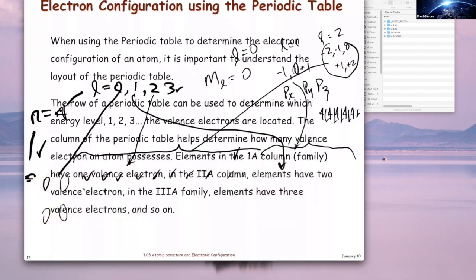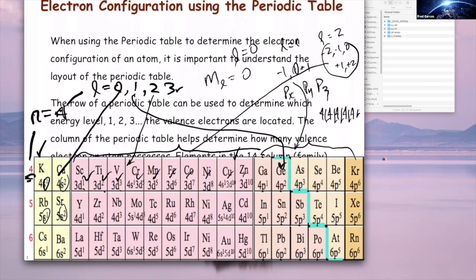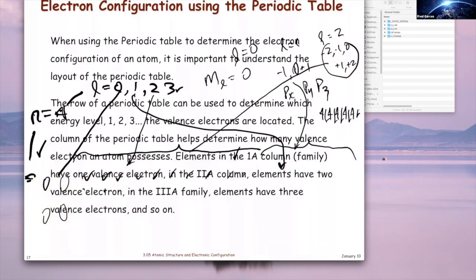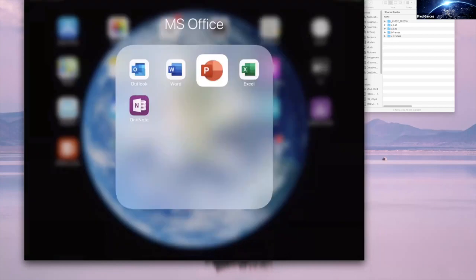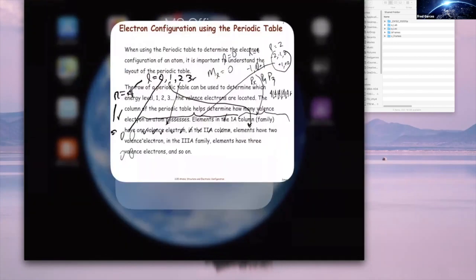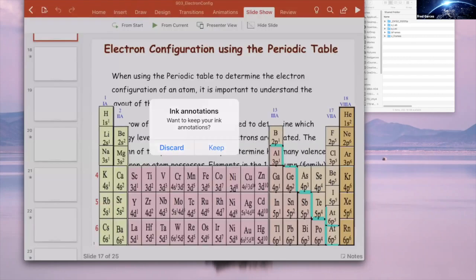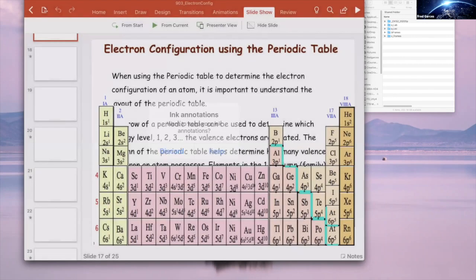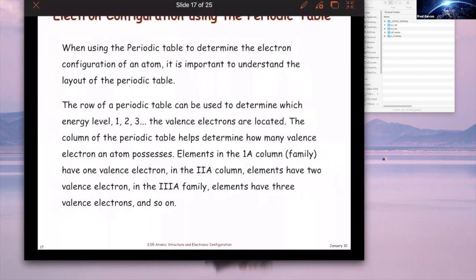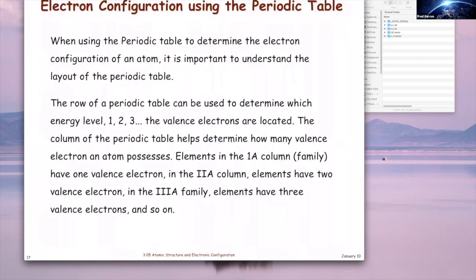I don't know why I can't get this thing to erase. Okay, let me get out of here real quick because I'm not in the slideshow. That's the problem, is that I'm not in the slideshow. Here, I've got to do this. Okay, now I'm in the slideshow. Except it keeps doing that.